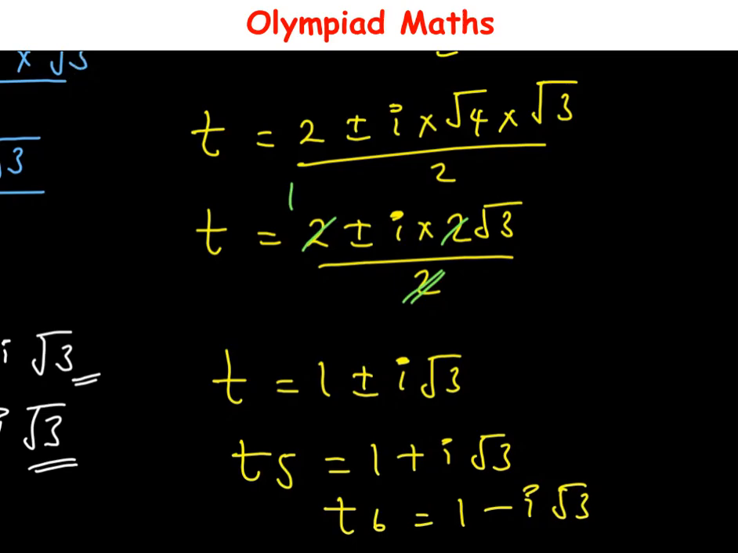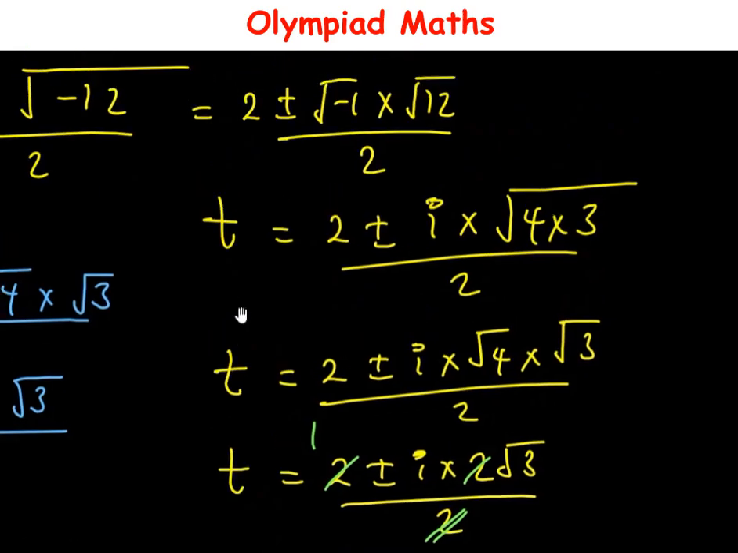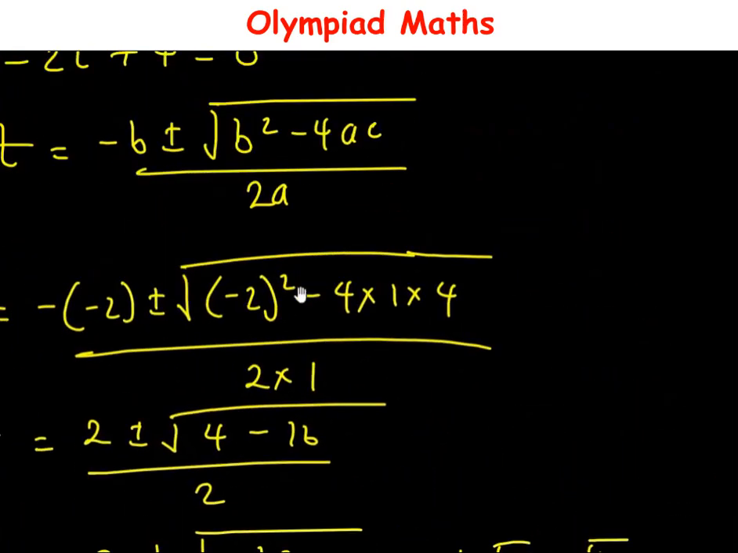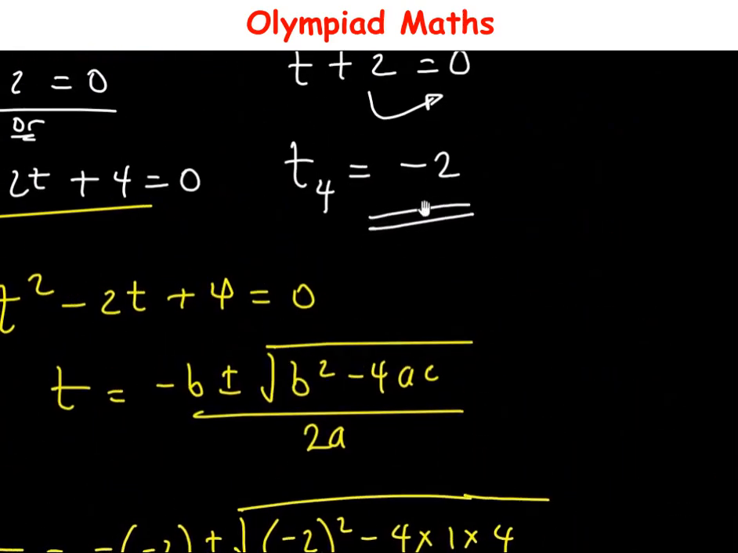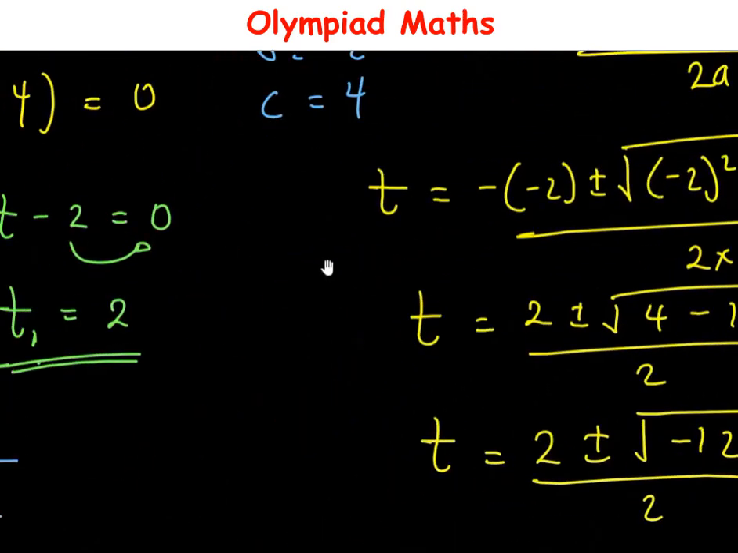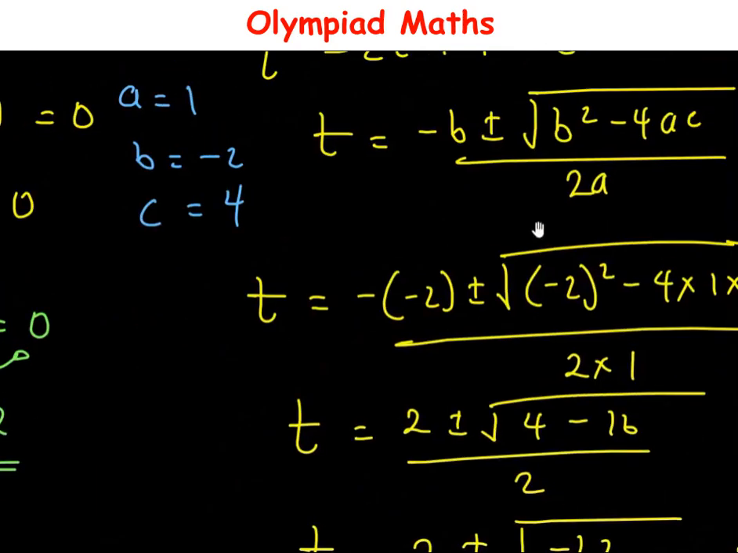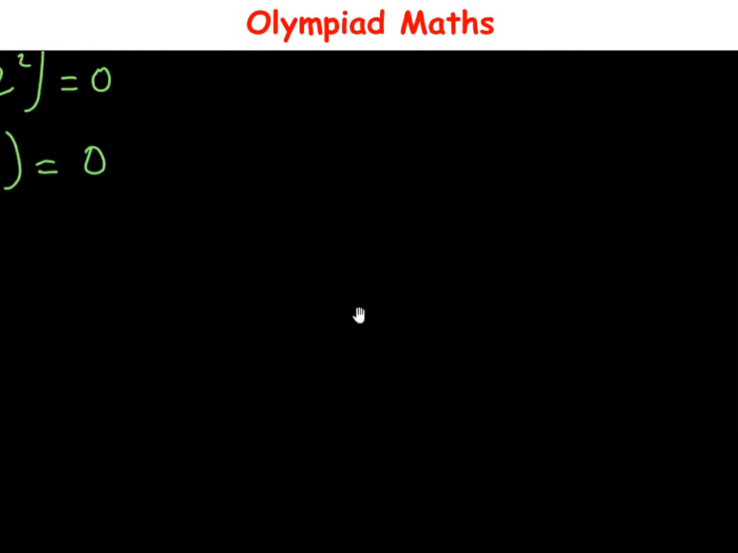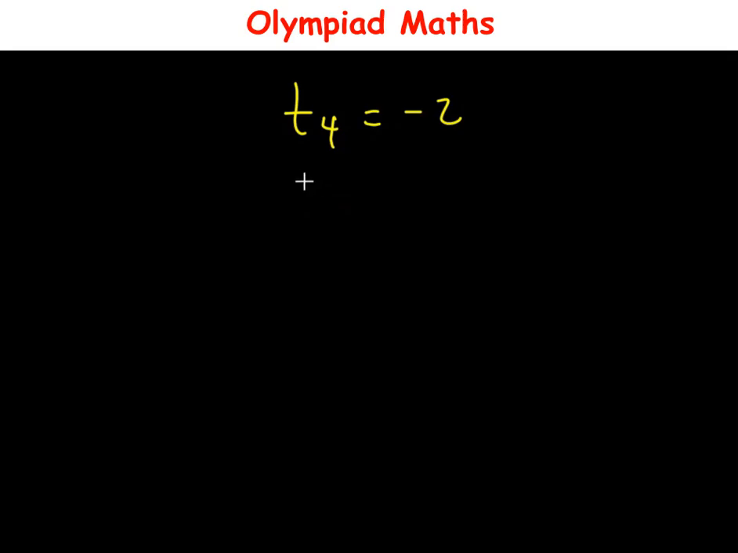Now we've gotten the values of t5 and t6, but we only have two real solutions in this question, which is t4 as minus 2 and t1 as 2. So then, let us confirm if the solutions that we've gotten are the correct solutions. The value of t4 is equal to minus 2. The value of t1 is equal to 2. So let us check if these two solutions of t are the correct solutions.